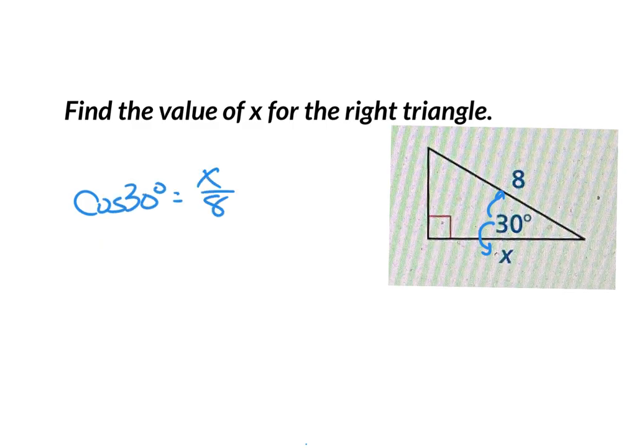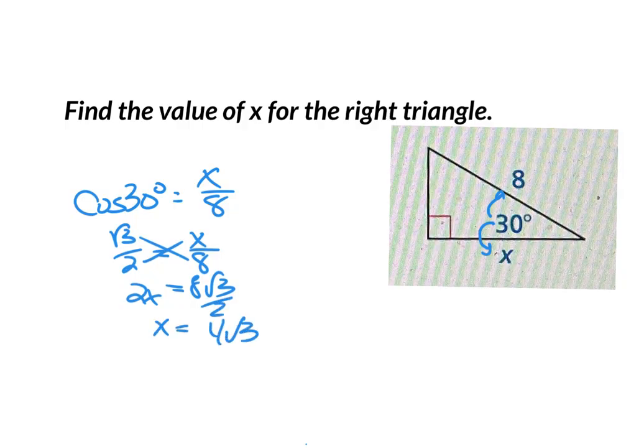If you know that chart, you know that cosine 30 is square root of 3 over 2, and that's going to equal x over 8. Then you can just cross multiply, 8 times square root of 3, and divide by 2, and you get 4 times the square root of 3. That's how big that side is, which would be the longest side of that triangle.